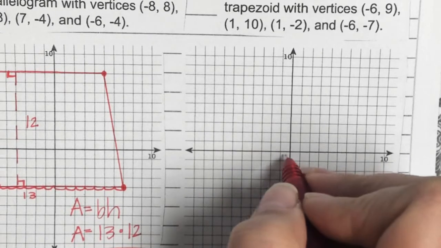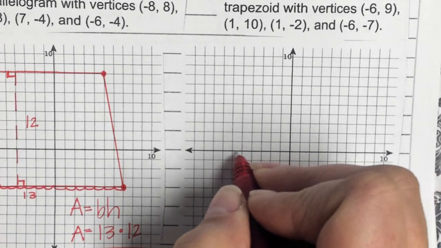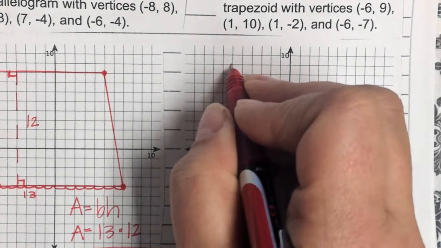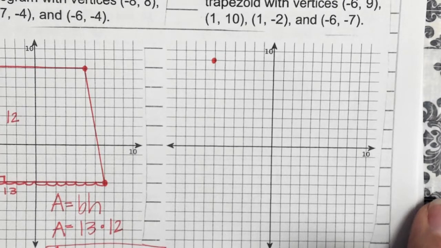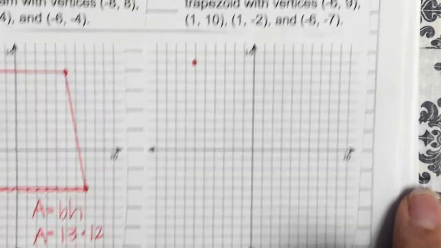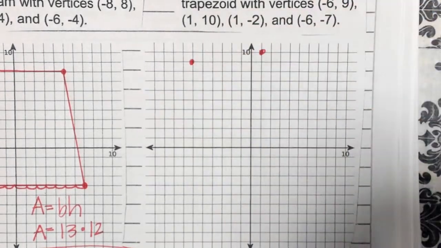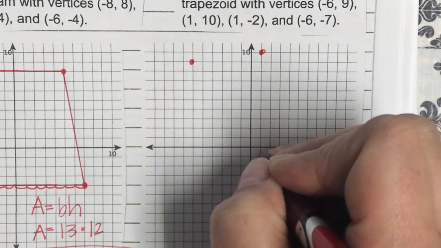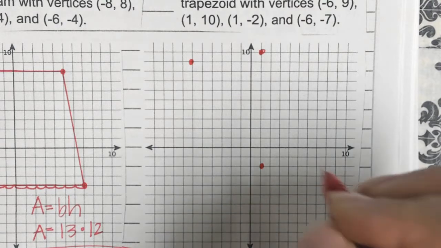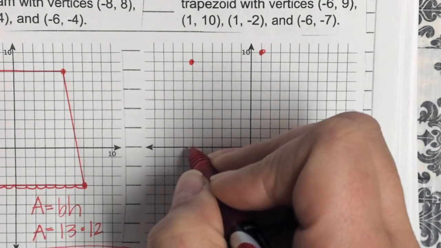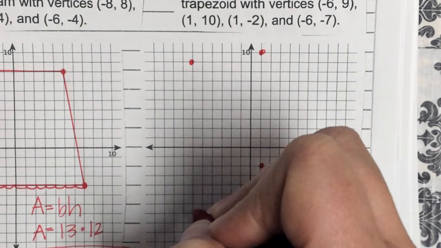So we've got negative 6. 1, 2, 3, 4, 5, 6, and up to 9. Okay, I'm going to zoom in a little bit so you can see this closely. I think that's as close as I can go. Let's see, our next coordinate is positive 1, positive 10. And then we have positive 1, negative 2. So we go over 1 and down 2. And then we have negative 6 and negative 7. So 1, 2, 3, 4, 5, 6, 7. Okay?